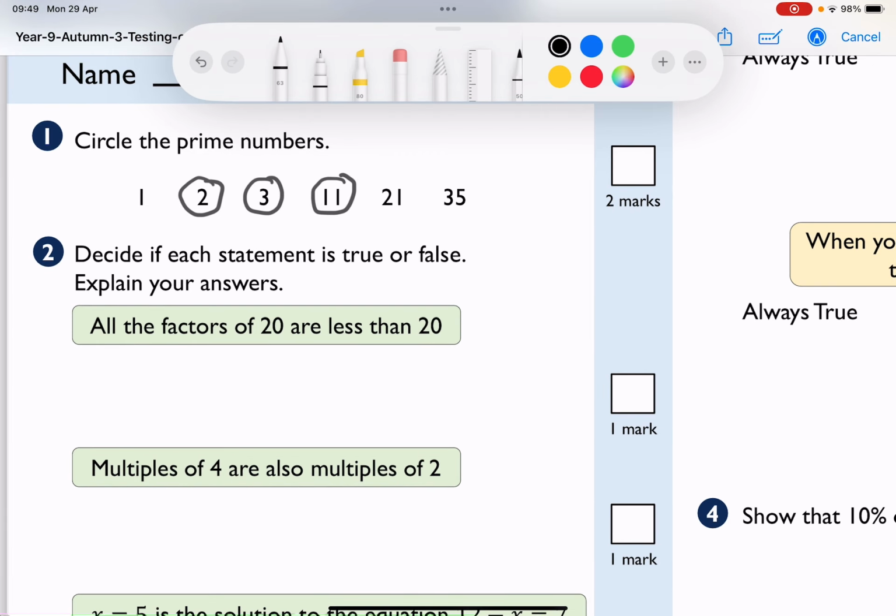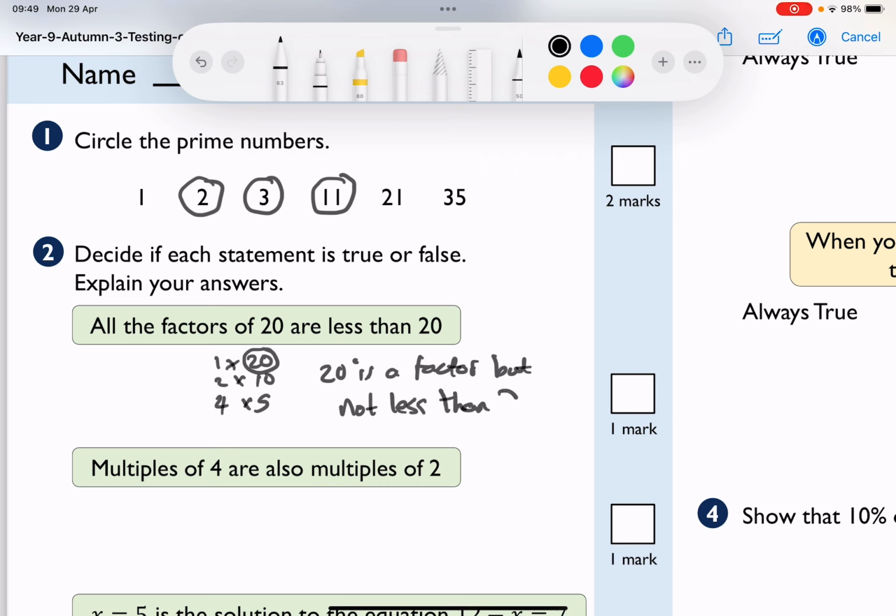Explain your answers. All the factors of 20 are less than 20. Well, in fact, that isn't true. The reason is that 20 is also a factor of itself. So if you looked at the factors of 20, they're 1 and 20, 2 and 10, 4 and 5. But of course, 20 is not less than 20. So 20 is a factor, but not less than 20.